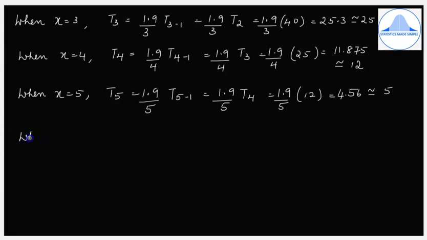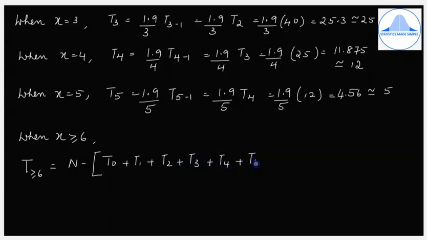So when x is greater than or equal to 6, now learn how to do this calculation. I have to find out the theoretical frequency when x is greater than or equal to 6. So I'll just write it as T, greater than or equal to 6. This is nothing but capital N minus, open the bracket, the sum of all the theoretical frequencies which we found out, that is T0 plus T1 plus T2 plus T3 plus T4 plus T5.